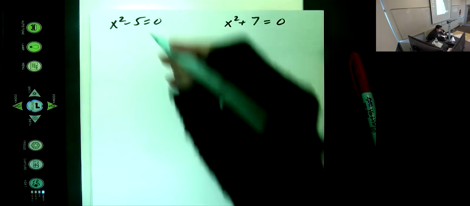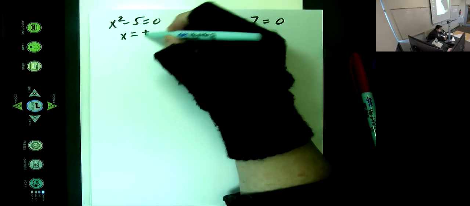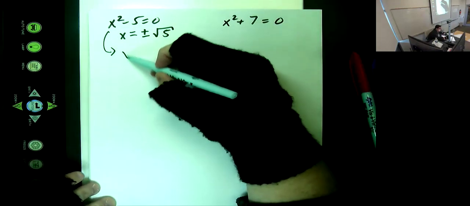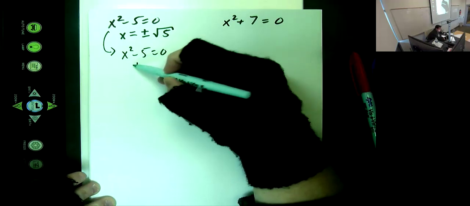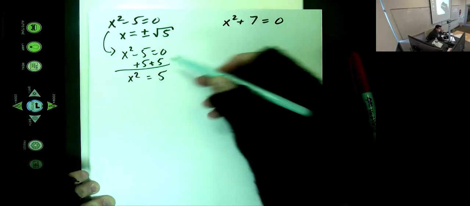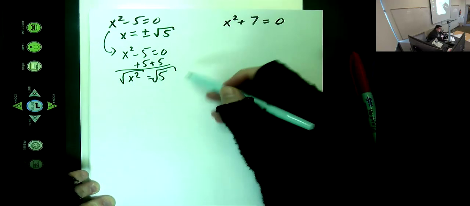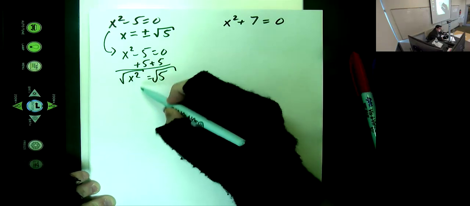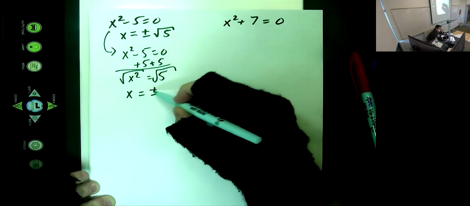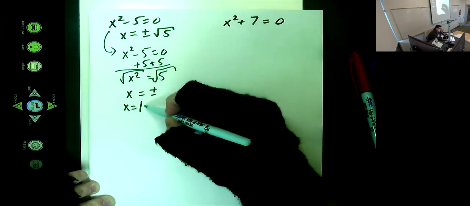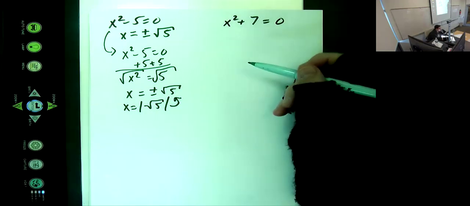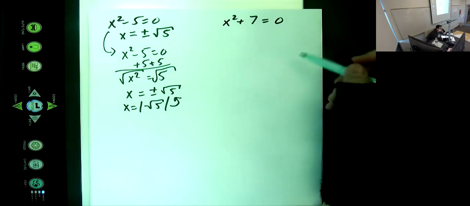x equals plus or minus √5. That is what it is. So when we add 5 to both sides, and then take the square root of both sides, since it's the square root of a square, we have to do the absolute value thing. This is like saying x equals the absolute value of the square root of 5, and that leads to plus or minus √5. Plus or minus is the same thing as absolute value, right? Yeah, when it's a solution.